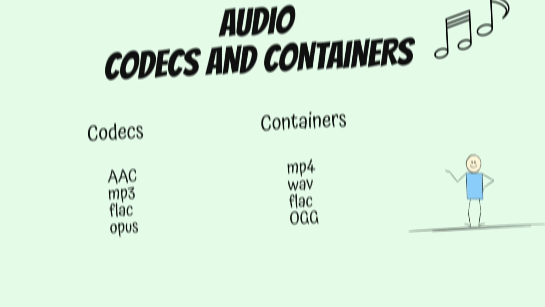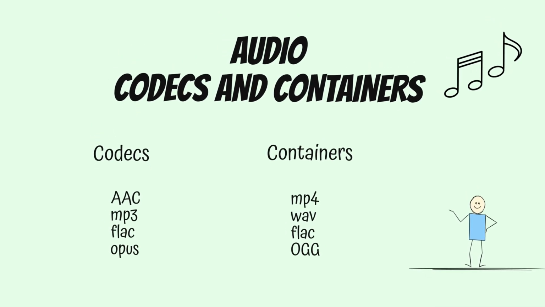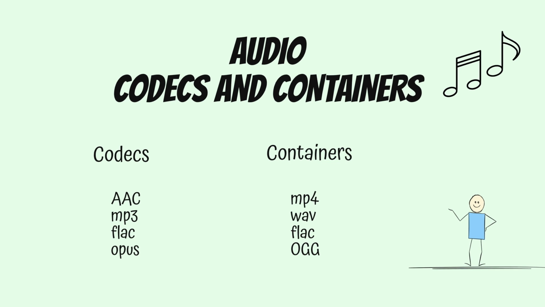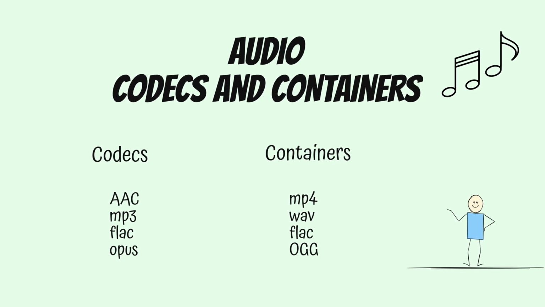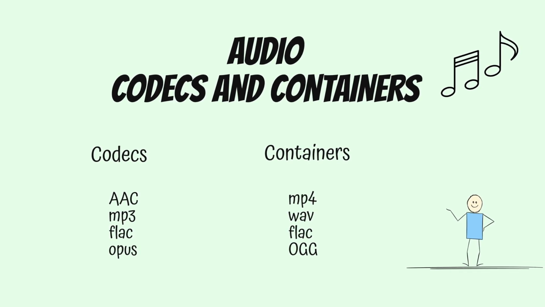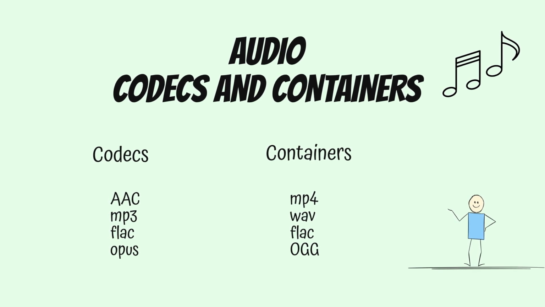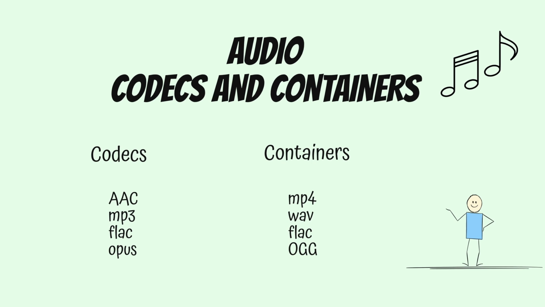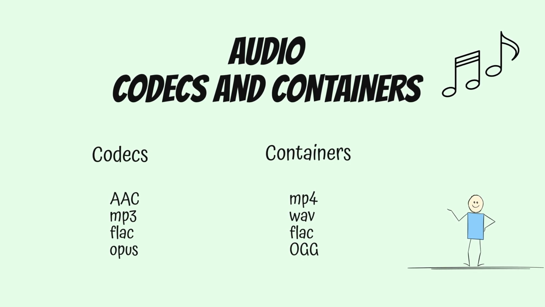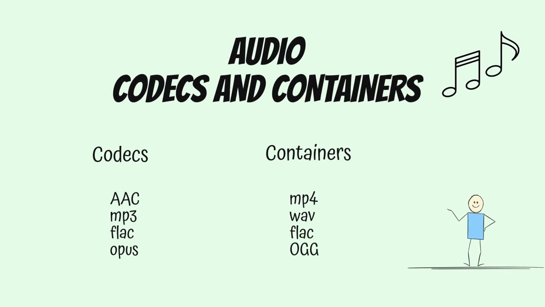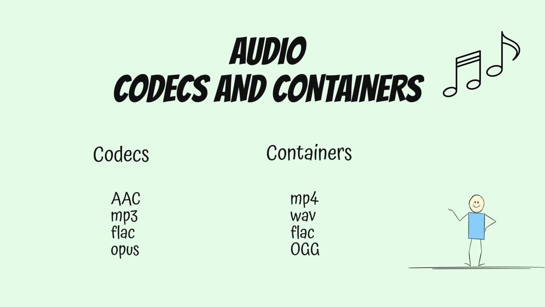Choosing the right audio codec and container is essential for ensuring high quality audio playback while keeping file sizes manageable. Just like with video codecs and containers, there are many options available, each with its own strengths and weaknesses. One of the most popular audio codecs is AAC, Advanced Audio Coding, which is used by services like iTunes, YouTube, and Spotify. It provides good sound quality while also being efficient in terms of file size.